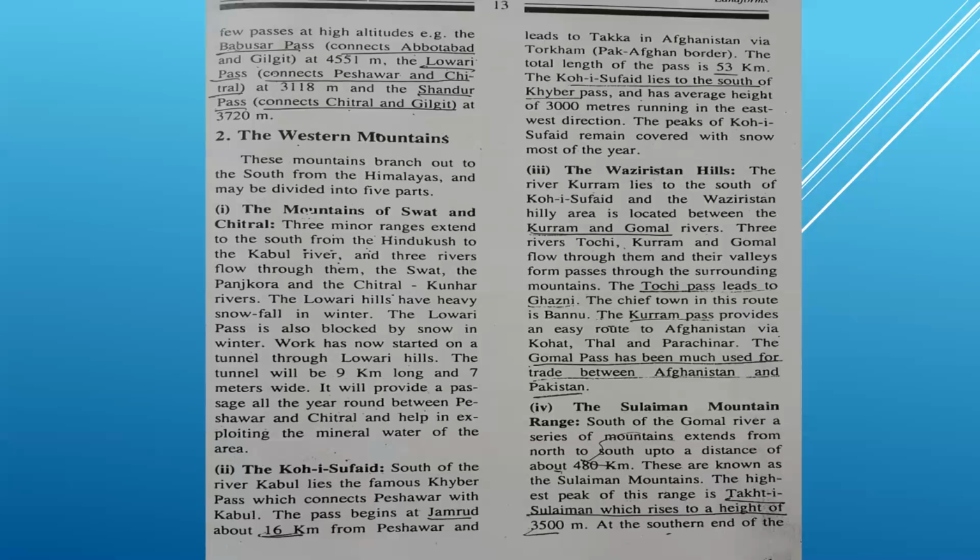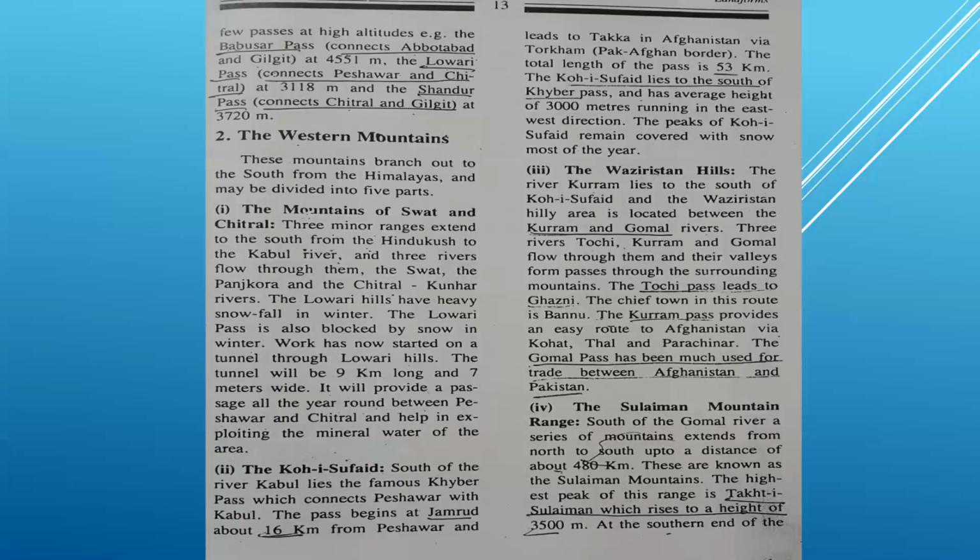South of the river Kabul lies the famous Khyber Pass, which connects Peshawar with Kabul. Also, it can be asked in MCQs: which pass connects Peshawar with Kabul? Khyber Pass. The pass begins at Jamrud, about 16 kilometers from Peshawar, and leads to Torkham in Afghanistan, the Pak-Afghan border. And the total length of the Khyber Pass is 53 kilometers.